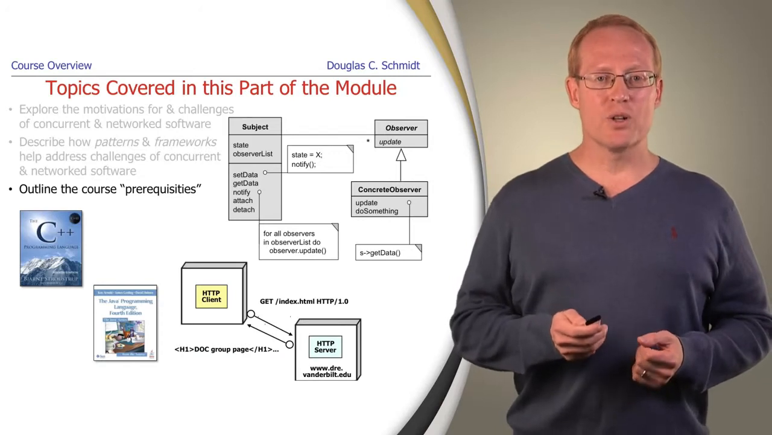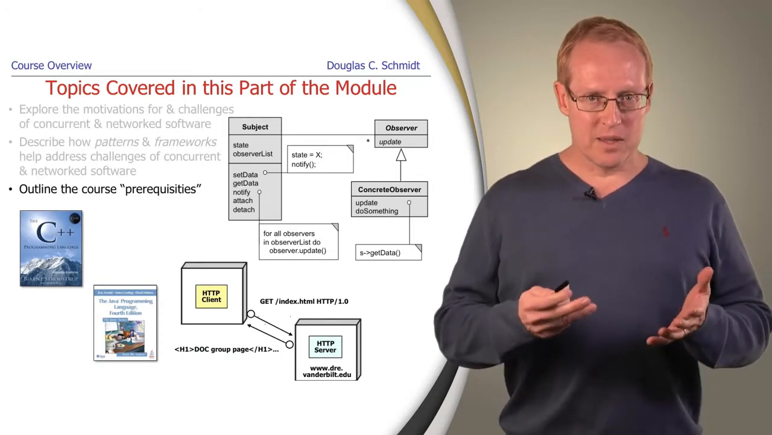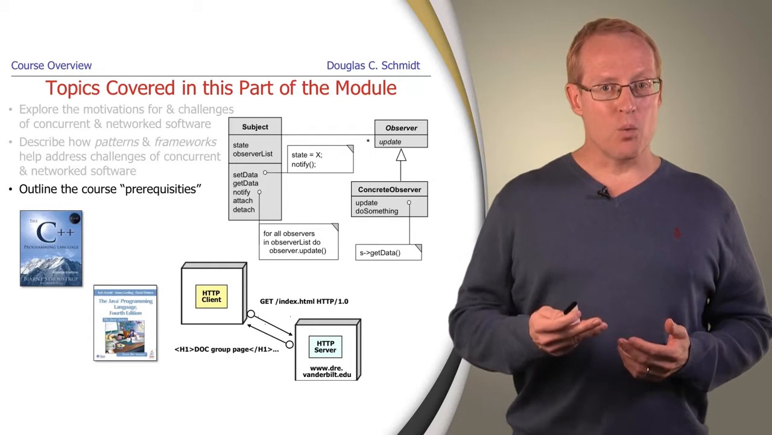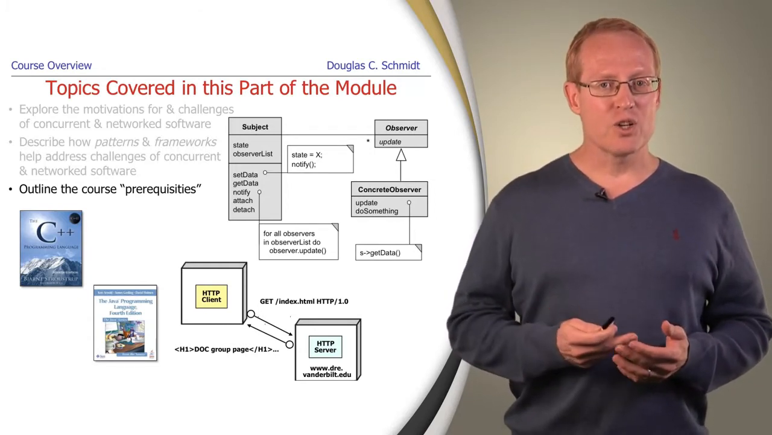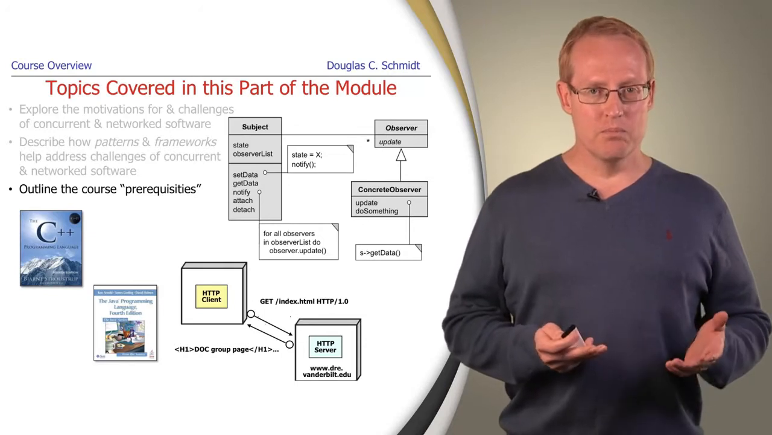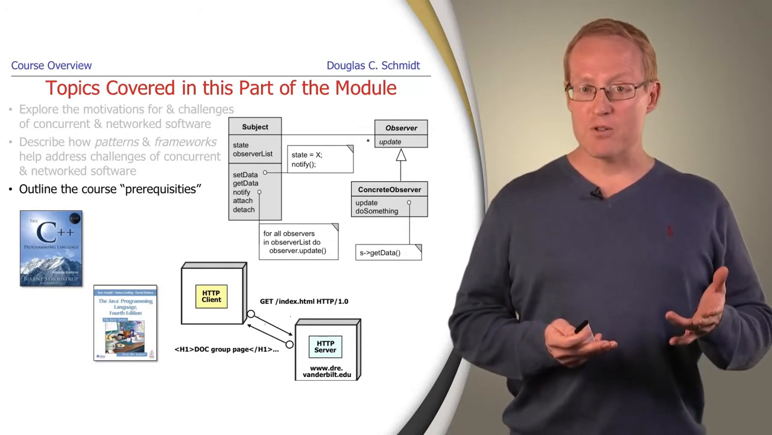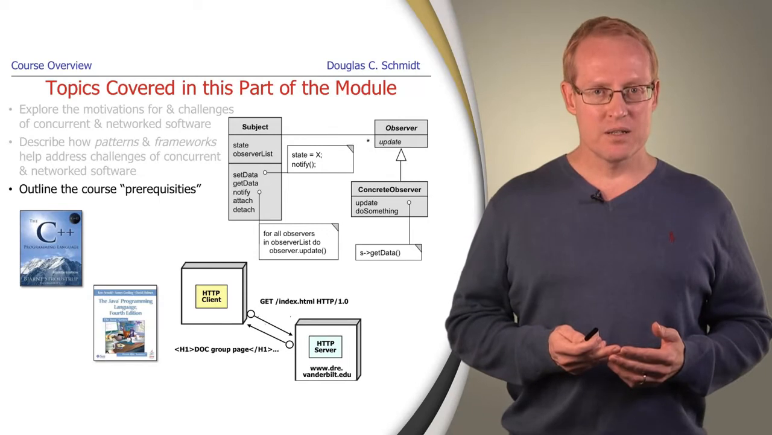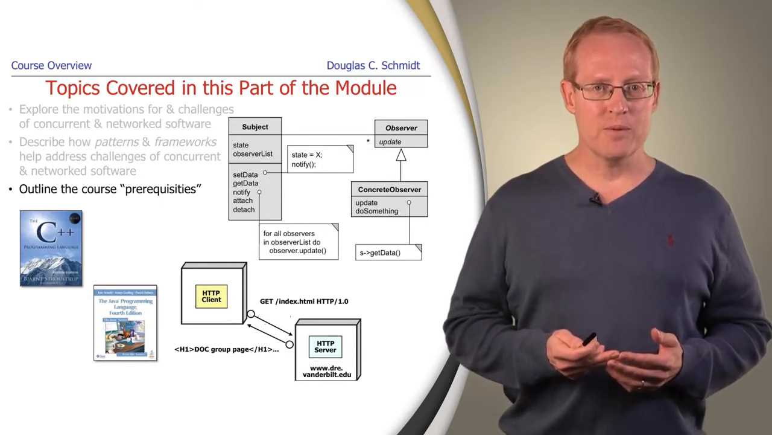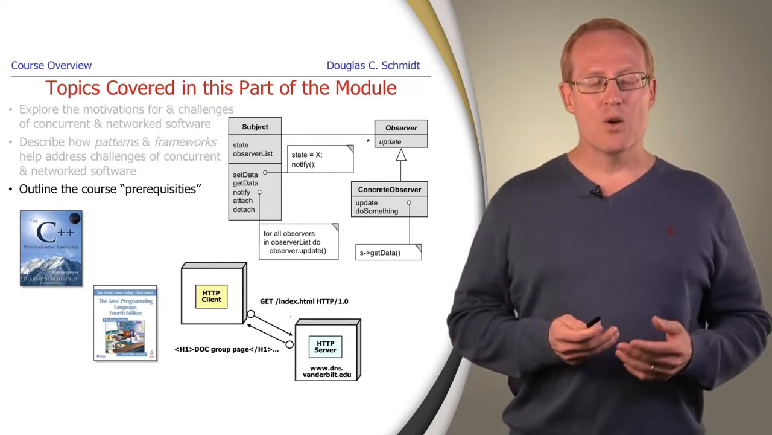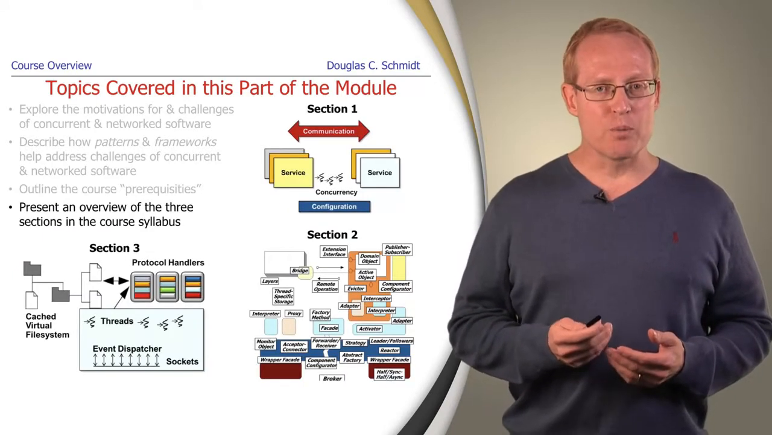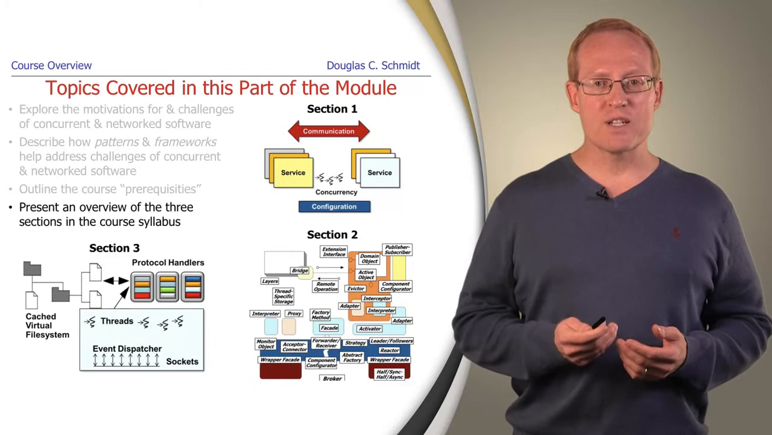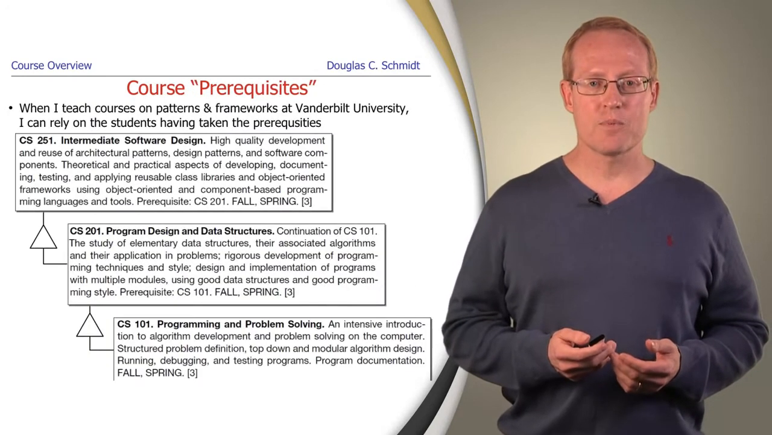In this part of the module, we're going to build on the previous two parts. Part 1 explored the motivations for and challenges of concurrent and network software. Part 2 described how patterns and frameworks helped address the challenges of concurrent network software. And in Part 3, we're first going to outline some of the course prerequisites, and then we're going to present an overview of the first 3 sections of the course syllabus.